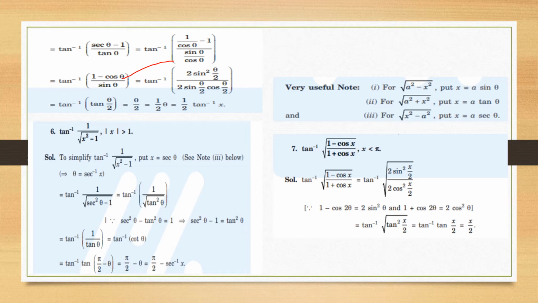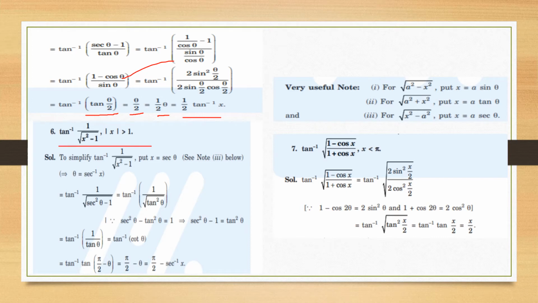From here, the 1 sine gets cancelled and I get tan theta by 2. So tan inverse gets cancelled with tan, and my result left out is theta by 2, which is half of theta. And I put back the value of theta, that is half tan inverse x. Number 6 is tan inverse 1 upon root x square minus 1 for mod x greater than 1.